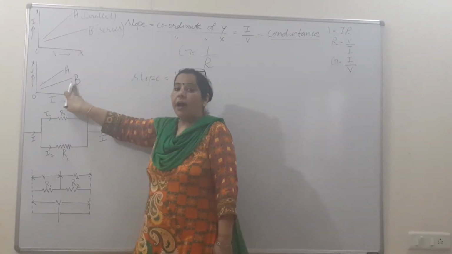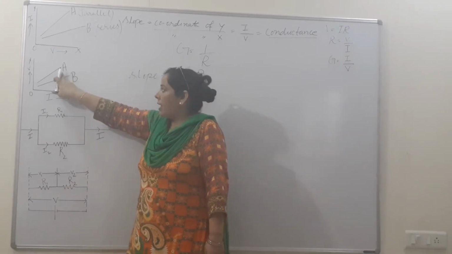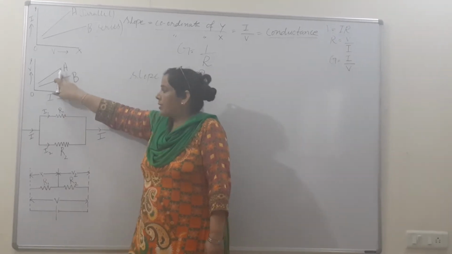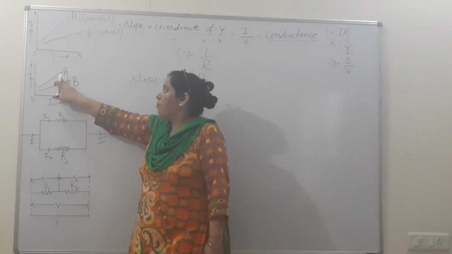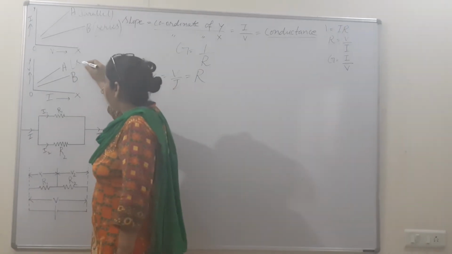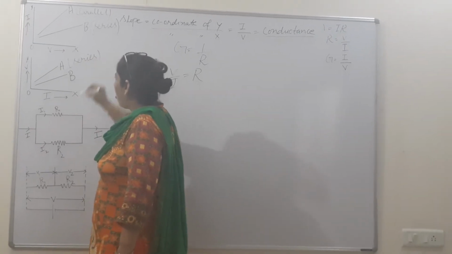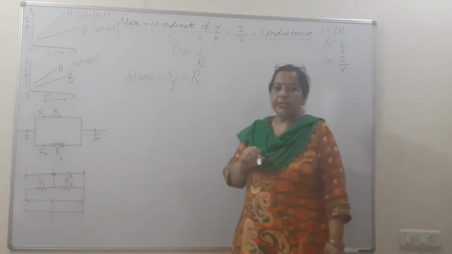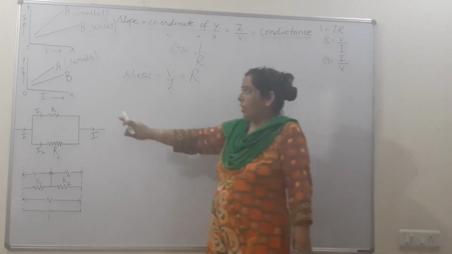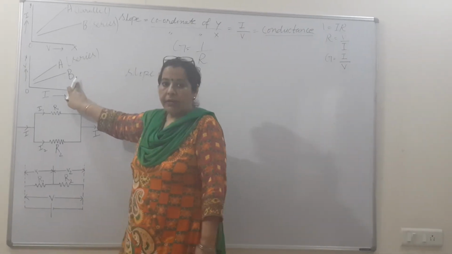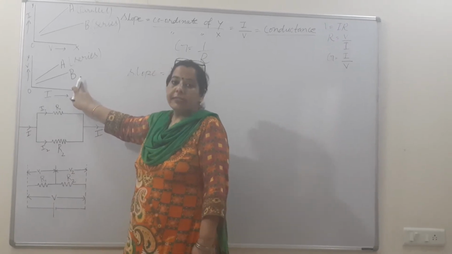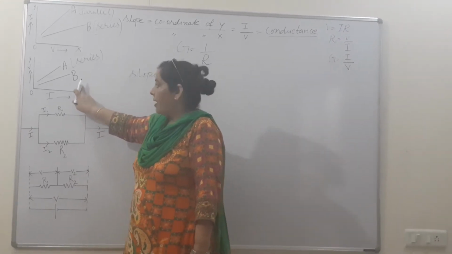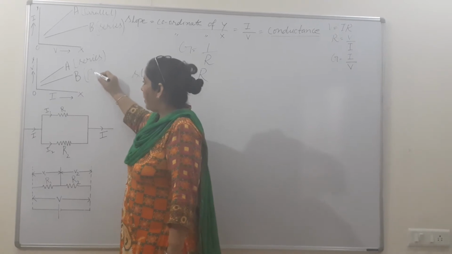So the next question will be how A and B are arranged. Beta, again A is steeper, so its slope will be more, which means its resistance will be more. So A will be in series, because in series the resistance is more. Then B is less steep, its slope will be less, so its resistance will also be less. So it will be kept in parallel.